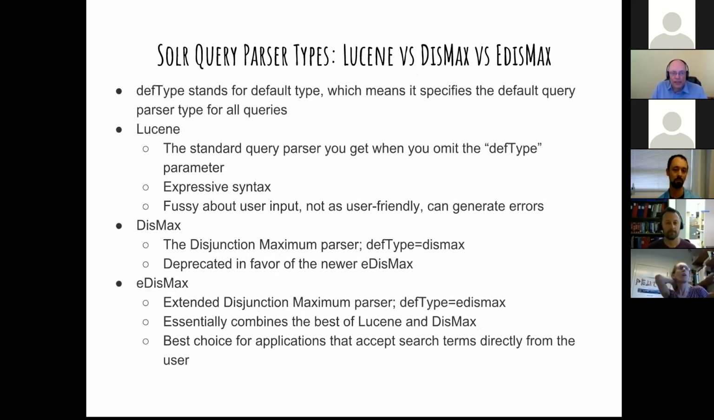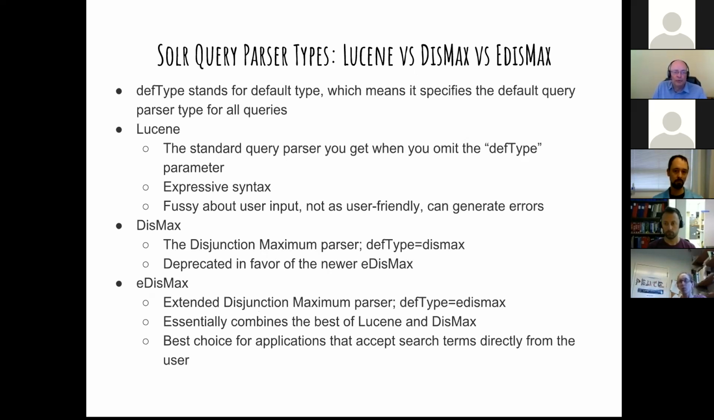The deftype, which stands for default type parameter, instructs Solr on which of 3 possible query parsers to use in processing the query. My admittedly limited understanding of this is that we have 3 choices. Leave out the deftype parameter and Solr will use what's called the standard Lucene query parser by default. Or use a variation of that parser called the disjunction maximum or dismax parser, which has, however, since been deprecated by a newer version called the extended disjunction maximum or edismax parser. So in practice, we're really choosing between the standard parser and the edismax parser.